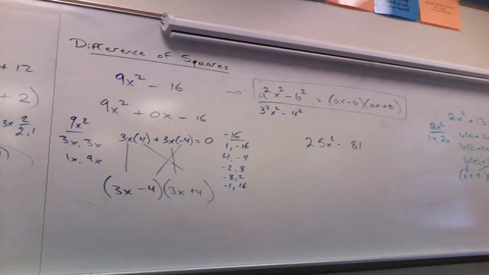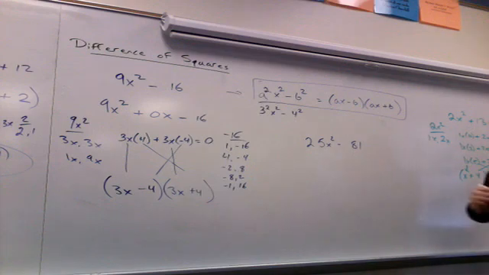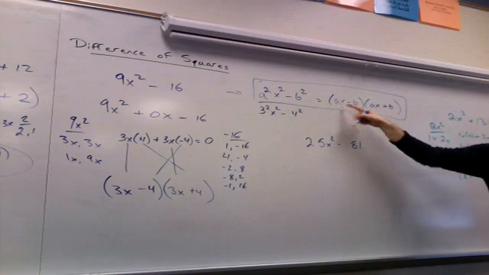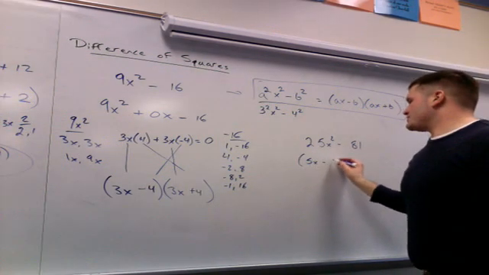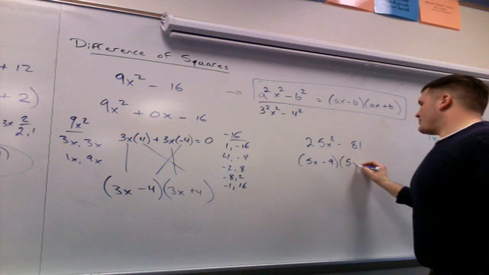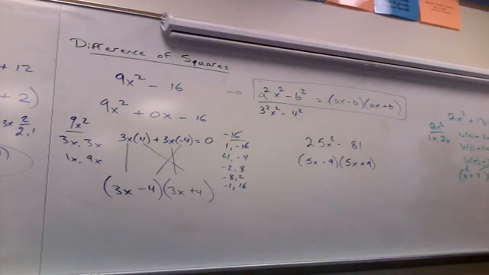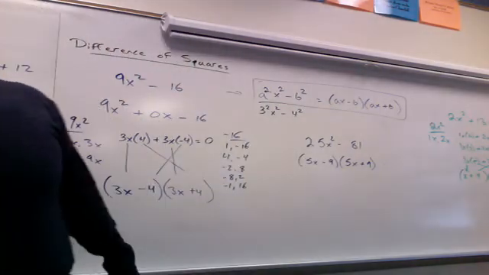Perfect. All right, guys. Sounds like we're done. So 25x squared minus 81. What's the square root of 25? 5. What's the square root of 81? 9. So that means in this, a is 5, b is 9. So this factored is 5x minus 9 times 5x plus 9. Right? Any questions? All right. Nice job, everybody.